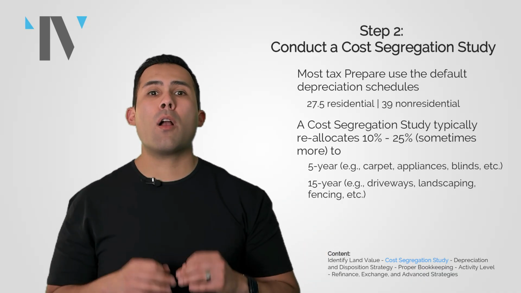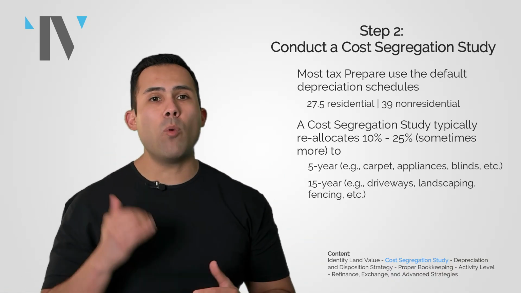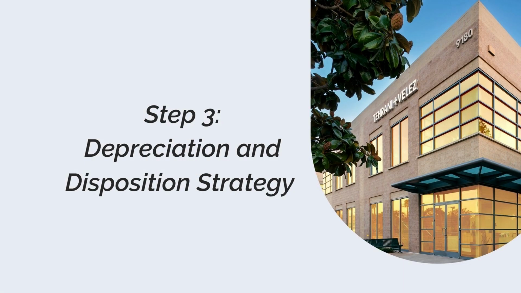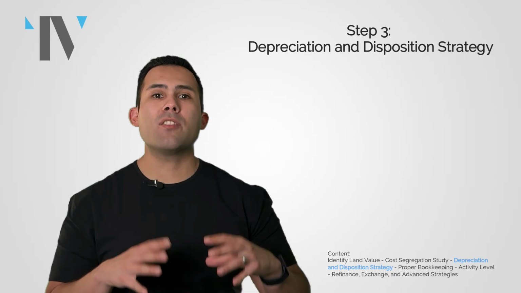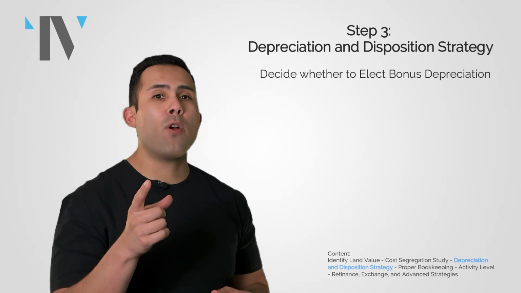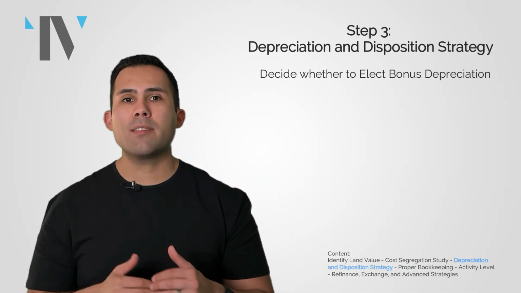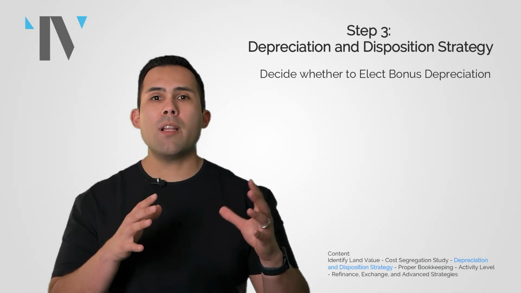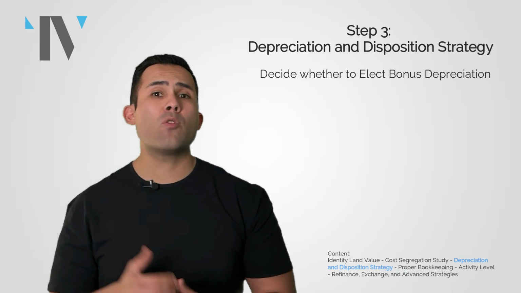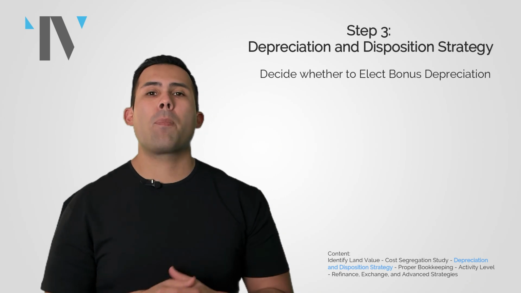Here's a pro tip. Cost seg studies can be especially powerful when paired with bonus depreciation, and we'll get into that next. Step 3, depreciation and disposition strategy. Once the cost seg is done, you now have the data to make key tax decisions. First, electing bonus depreciation. For assets with a life of 20 years or less, like that 5 and 15-year property we talked about previously, you can elect bonus depreciation. And in 2025, this allows you to expense 40% of the assets immediately.